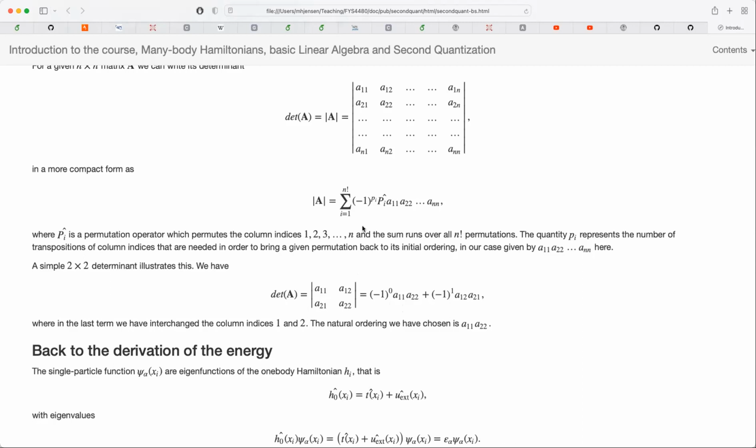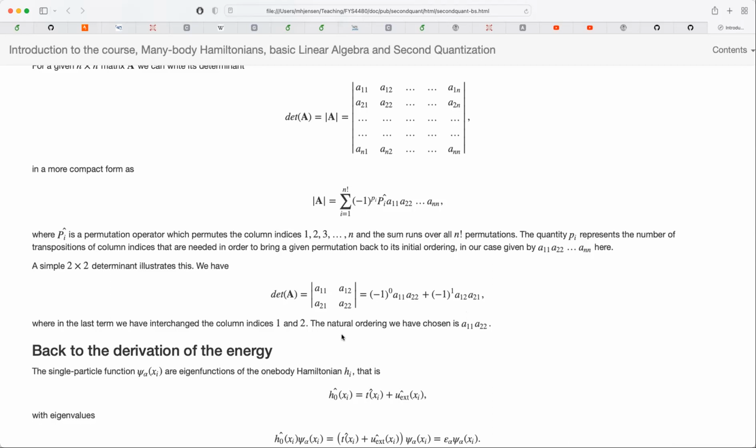So this is the number of permutations you can make of pairs. And in this case, when you permute 1 and 2, you get a minus sign. If you look at the expression you have here, this is just the expression for the determinant, right? Nothing but that. So what we have done is interchange the column indices 1 and 2.